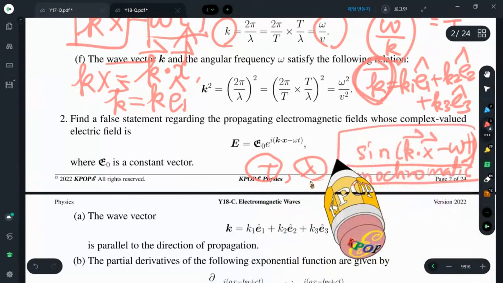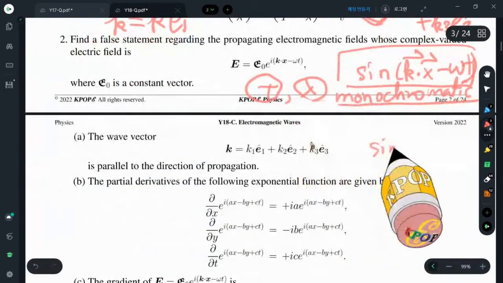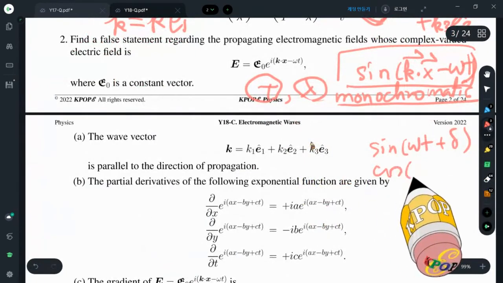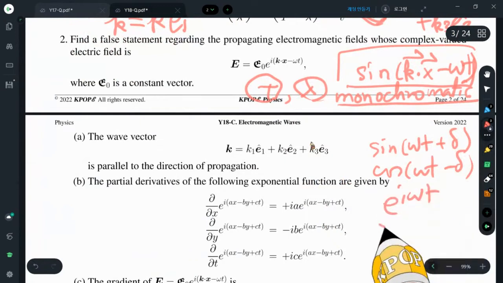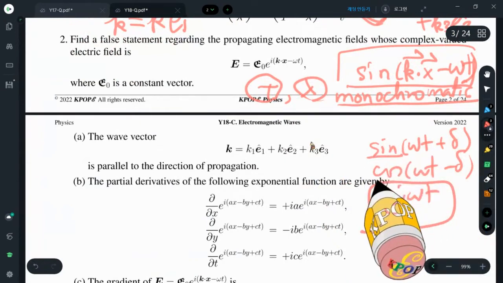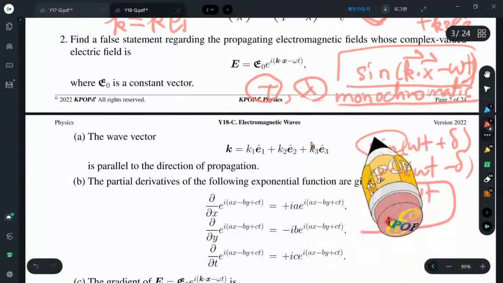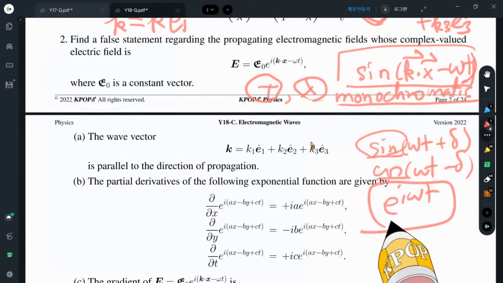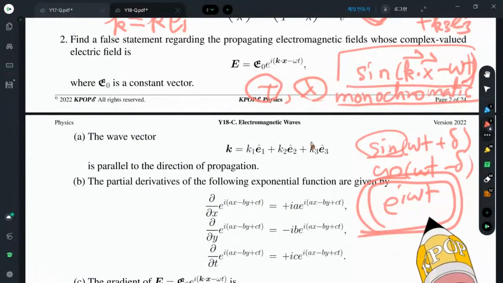However, as we have done with the circuit analysis, you remember the substitution of sine omega t plus delta and cosine omega t minus delta, something like that. What was better? This was better because when I take the derivative, sine becomes cosine, cosine becomes sine, and the plus minus sign differs. I just complicate it. I don't like it. The simplest choice is the exponential e to the i omega t.